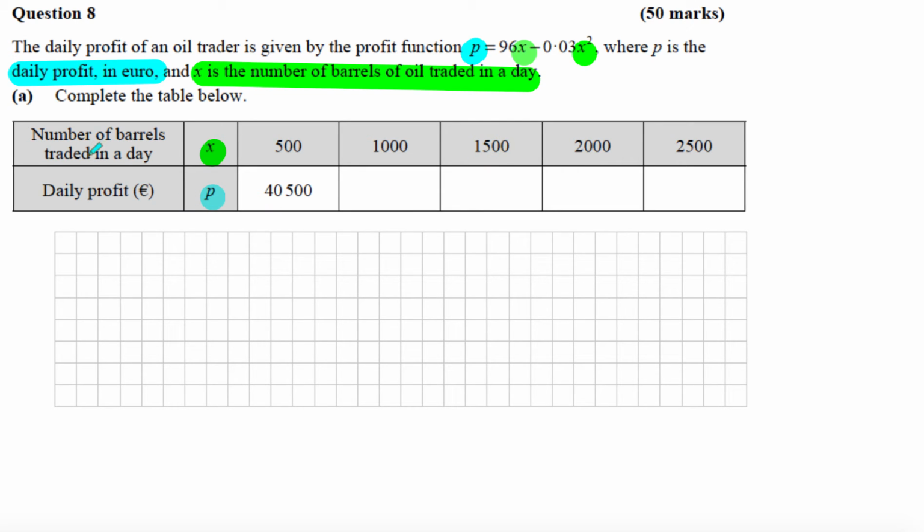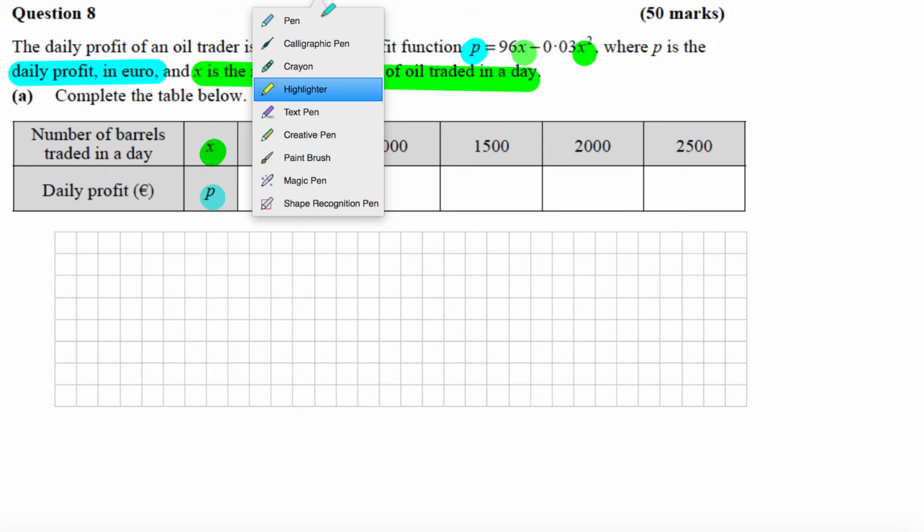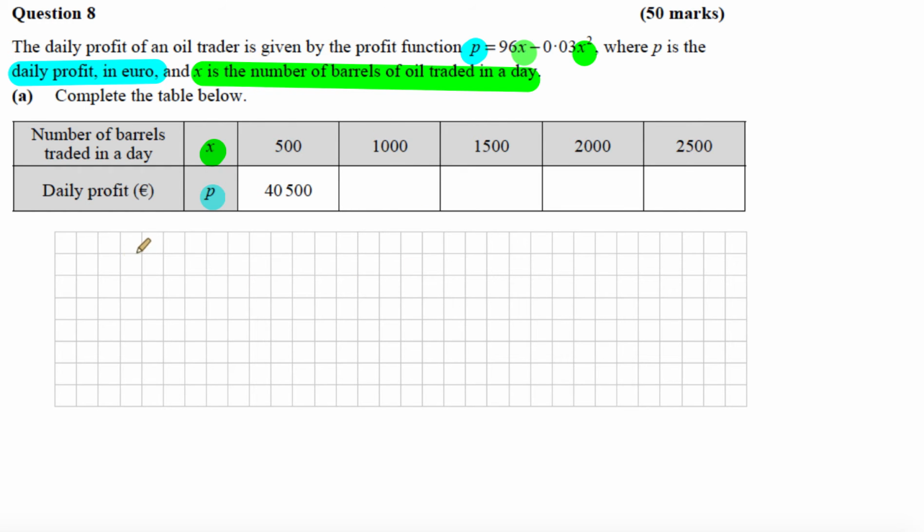So, part A says complete the table below. So, we've to complete the daily profit when the number of barrels X changes to these values. So, when the number of barrels traded in a day is 500, we have a daily profit of this much. So, you're just putting these X values in here to this function. You're substituting them in for X and you're working out what P is. So you can use the function tool on your calculator, or you can just do this individually.